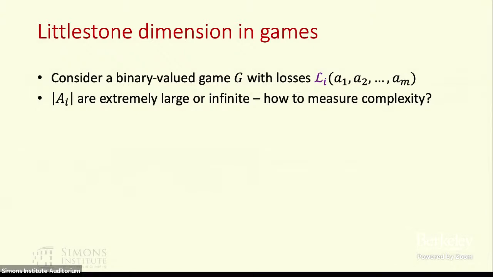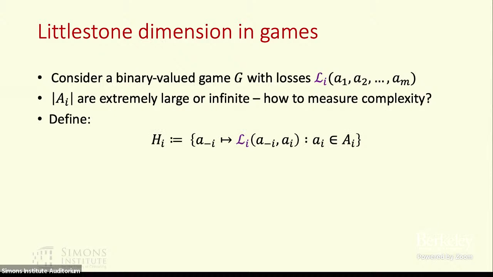So consider, as before, a binary valued game G. And the loss function of agent i is denoted by Li. It's a function of the m agents' actions. Now, these action spaces Ai, we're going to consider the setting now where these are extremely large or infinite. So unlike the first part of the talk where we use the size of the action sets to measure complexity, we don't want to do that anymore. We want some other measure of complexity. And the way we do this is as follows.